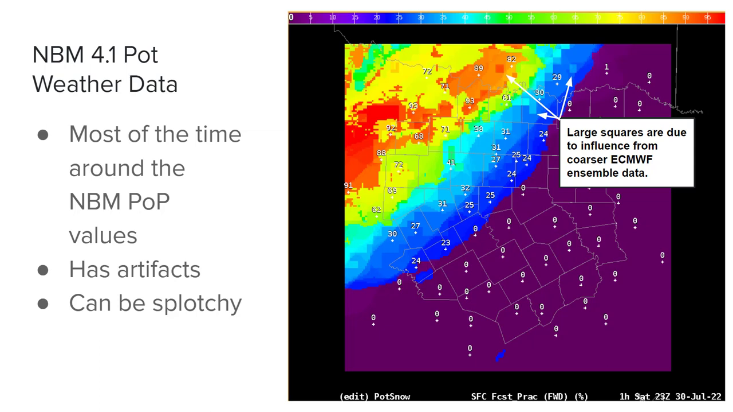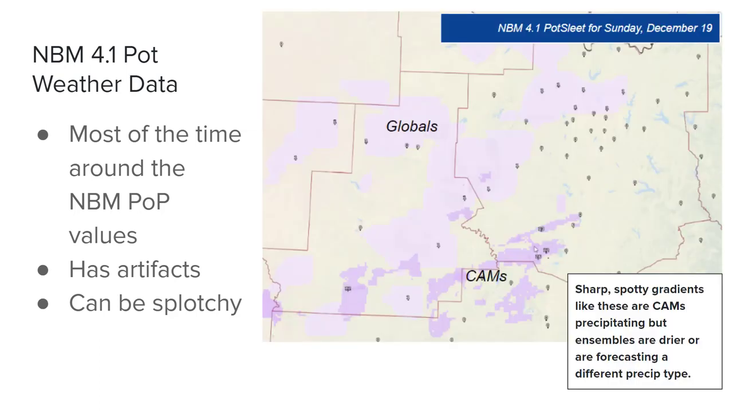Those nice and tidy squares are influences from the coarser ECMWF data, while sharp splotchy gradients with values of 20% or more next to zero, like these, are CAMs precipitating, but the global ensembles are drier or aren't forecasting that precipitation type. This is a screenshot of POT sleet. But I think that this can be useful as a forecast aid too, because in a way, just scanning these POT grids and knowing what the squares and splotches mean, you can glean a lot about what model set is forecasting what precipitation type. In this case, I would definitely have a close look at CAMs to see why they're forecasting sleet when the other global models aren't.